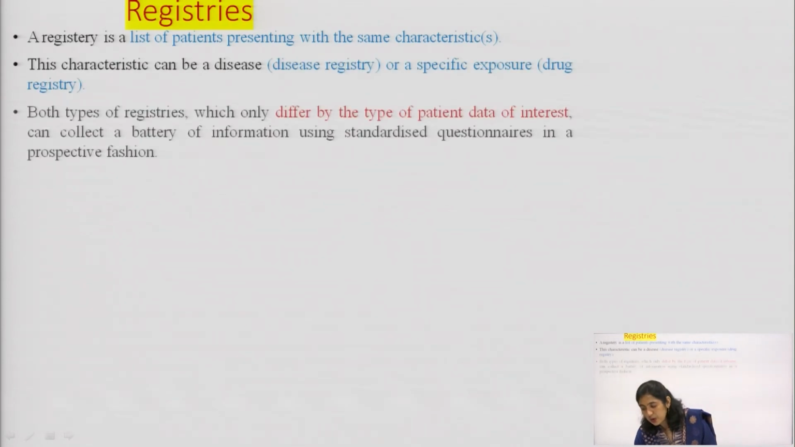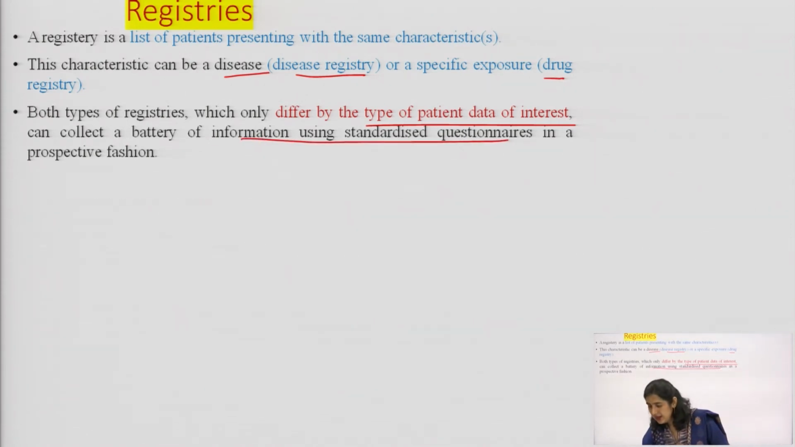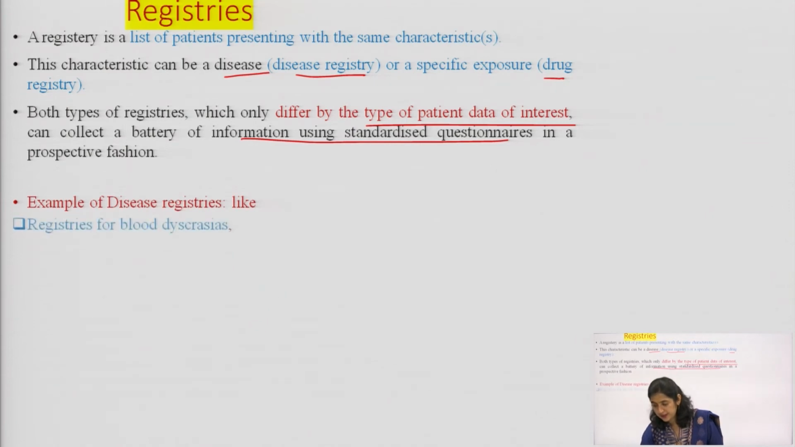So registry, as I told you, it's a list of patients presenting with the same characteristic. This characteristic can be a disease registry, let's see the examples, or a drug registry. Both types of registry differ by the type of patient data of interest. They are collecting information using standardized questionnaires. Let's see example of disease registry.